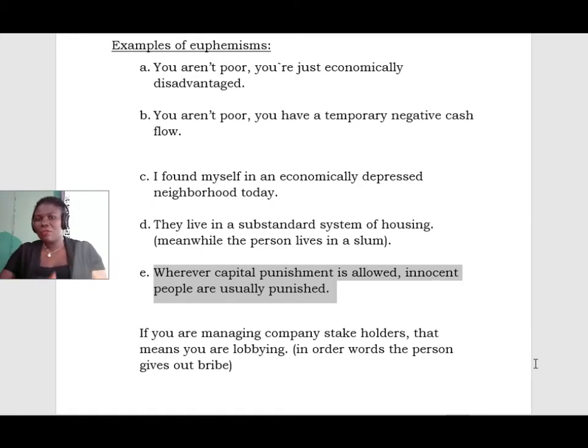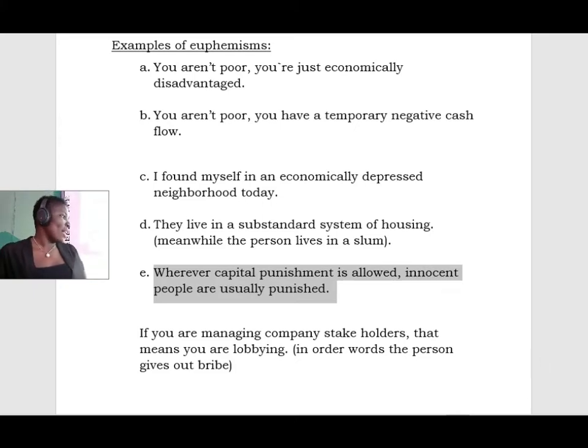They kind of let down on it because wherever it is allowed, so many innocent people will go into that because the law sometimes is not patient to go through all of these processes. So that's what that last statement means.